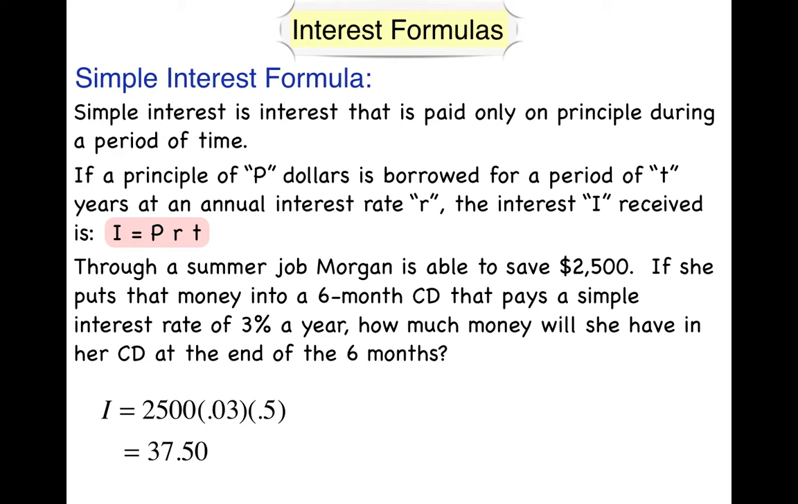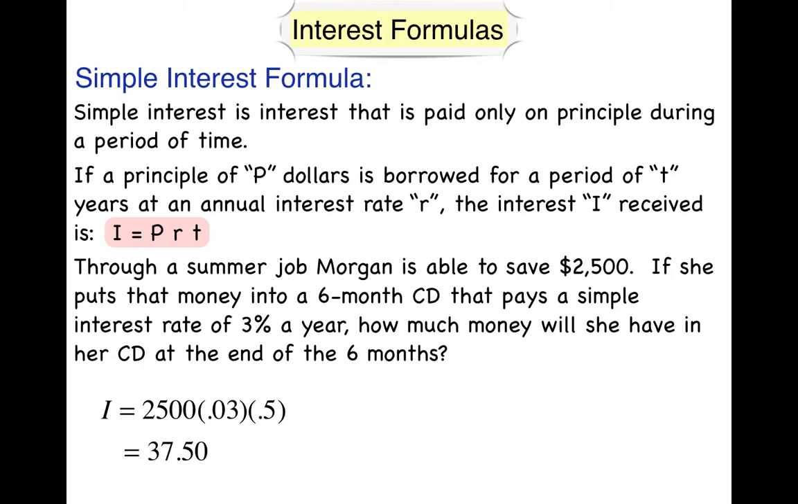All right, so here's what I got. I plugged in 2500 for P, 0.03 for the 3% rate, and then 0.5 for time. The reason why I did that is, if you saw here, the CD lasted 6 months, and the percentage rate is a yearly rate. So the amount of time would be in terms of years. Half a year, that's how much interest I get.